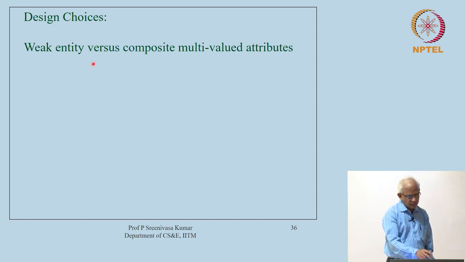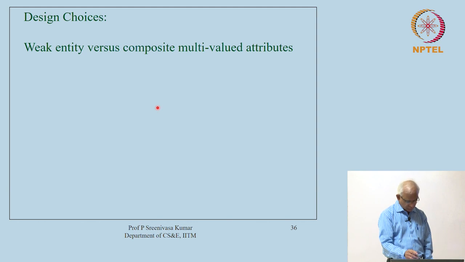Then let us look at this other situation: weak entity versus composite multi-valued attributes. Remember that we have attributes and multi-valued attributes. Multi-valued attributes are attributes that can take multiple values, right, a set of values, and composite means they have components in them.